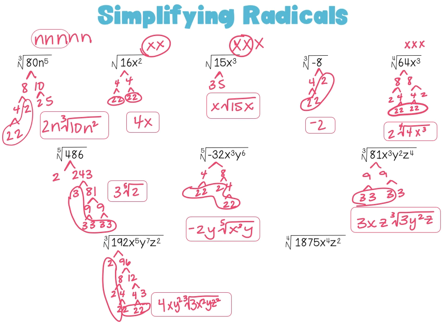Last example with simplifying radicals. Let's go ahead and use our factor tree. I need four of the same number. That's the number that goes on the outside, and that three hanging still needs to go underneath. Now I can deal with my letters. I can make one group of four X's, and I cannot do anything with the Z's. They need to stay underneath.